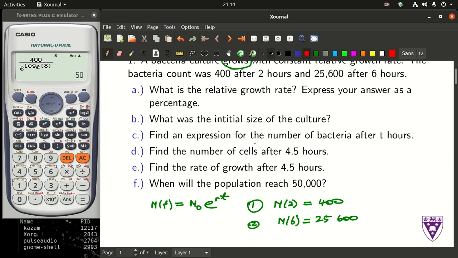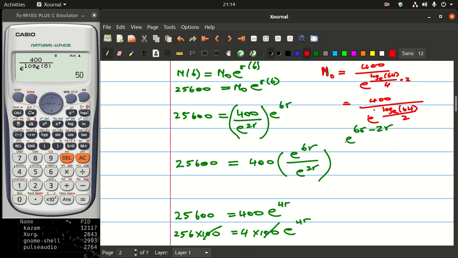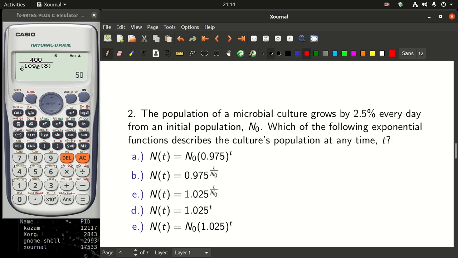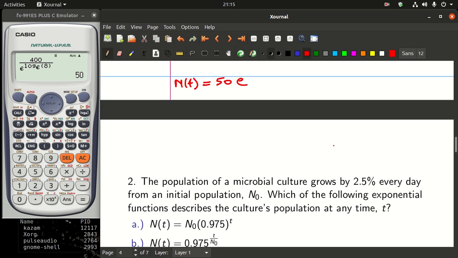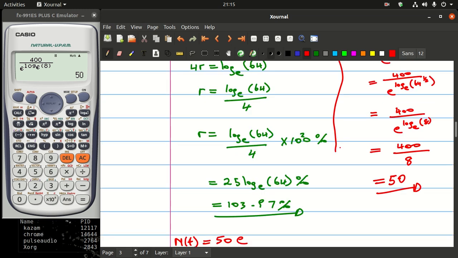Okay, find an expression for the number of bacteria after time t. So for this one, all you need to do is n of t is going to be n0, and n naught is 50, and then you're going to have e. What was our value of r? The value of r, what was r? R was this 64. No, it was this 64.